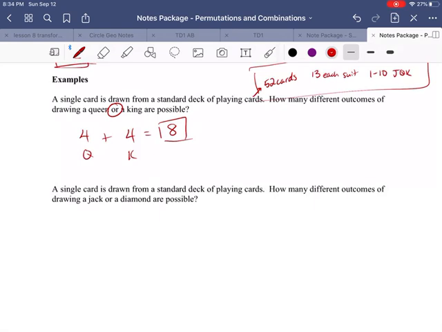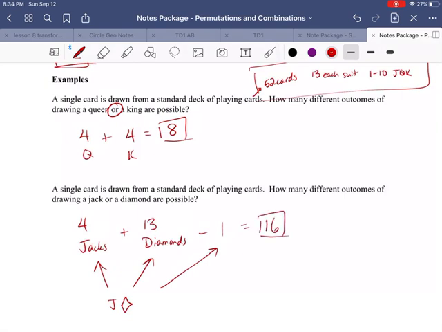A single card is drawn from a standard deck of playing cards. How many different outcomes of drawing a jack or diamond are possible? Well, we've got 4 jacks that are possible, and we've got 13 diamonds. You have to be careful, though. One of the jacks is the jack of diamonds, so you're actually counting it twice. What you need to do is subtract the double case. So we have 4 plus 13 minus 1 gives us 16 ways. If you draw the jack of diamonds, that hits both things, so you can't count it for both.